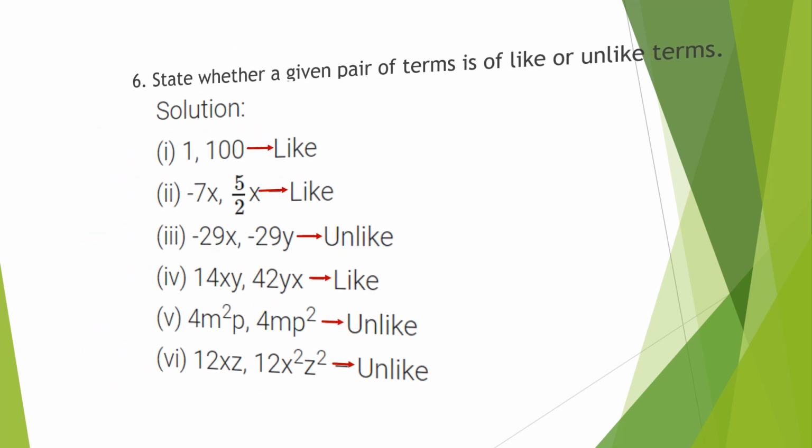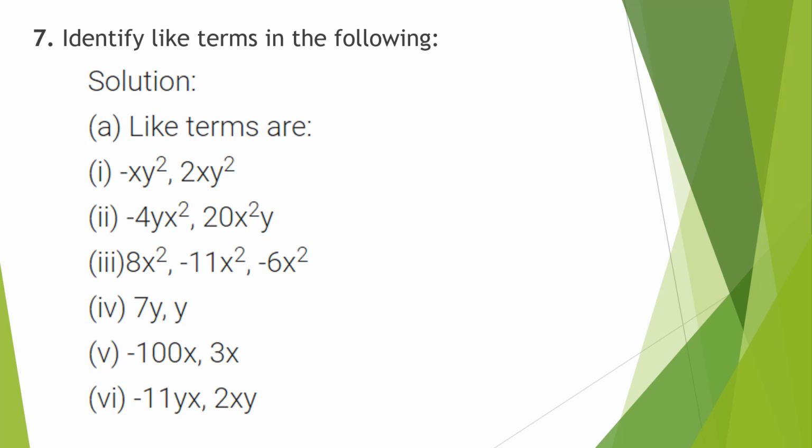Now we move to question number 7. Identify like terms in the following. The question is given here. First one is given minus xy square, minus 4yx square, 8x square, 2xy square, comma 7y, comma minus 11x square, comma minus 100x, comma minus 11yx, comma 20x square y, comma minus 6x square, comma y, comma 2xy, comma 3x. These are the terms given.